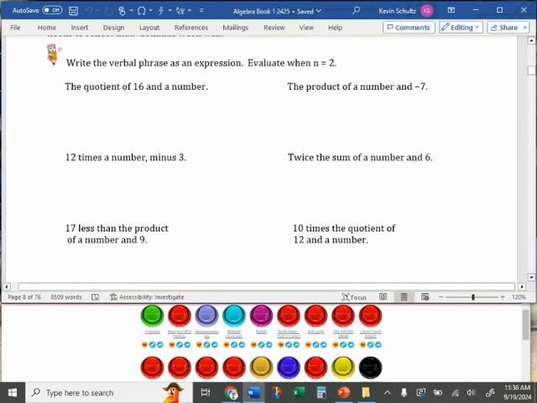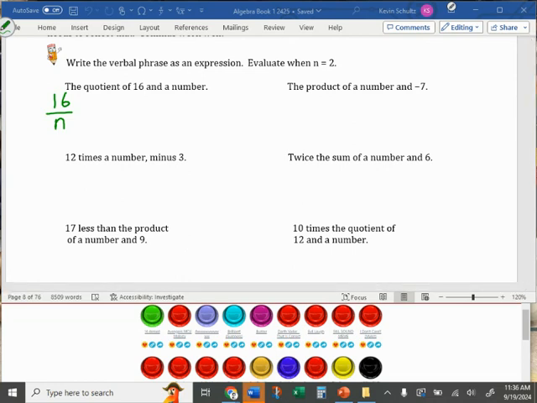Going on. It says write the verbal phrase as an expression, and I do give you a value for the variable, so you can solve it. You are going to validate the expression. The quotient of 16 and a number. What is this going to look like as a mathematical expression? Henry. We're going to start with 16 divided by n. Getting used to talking about variables and working with them. So first, you're going to do 16 divided by n. Then you are going to replace n with 2. So we get 16 divided by 2. And then that equals 8.